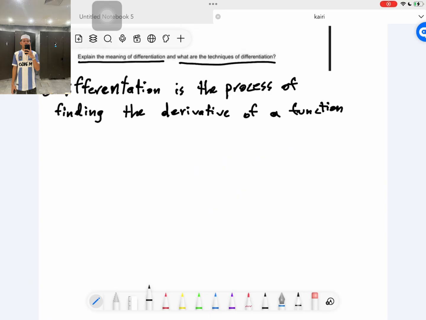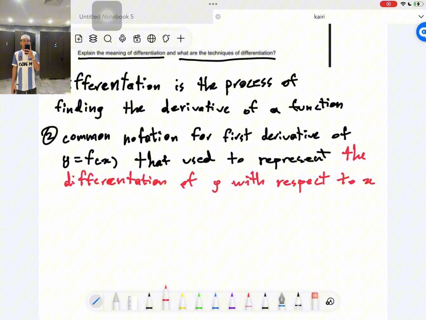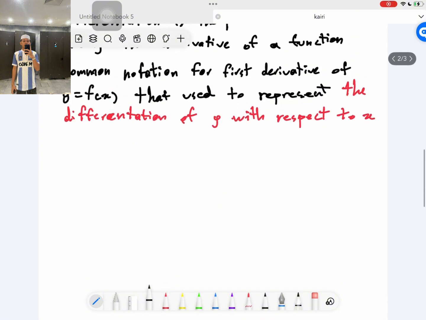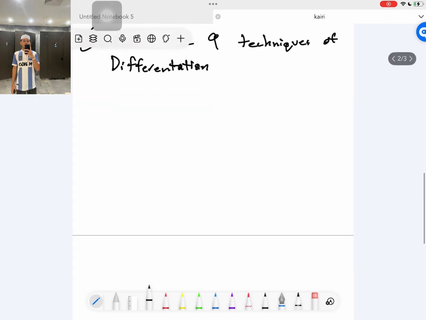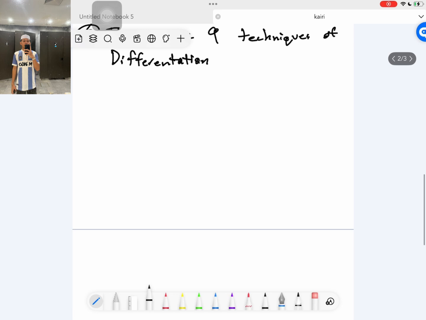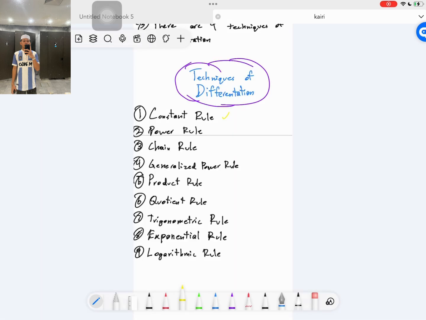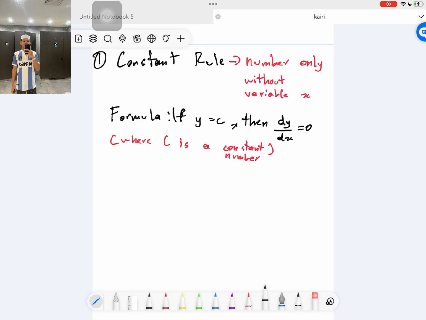Okay, for the first question: explain the meaning of differentiation and what are the techniques of differentiation. Differentiation is the process of finding the derivative of a function. Common notation for the first derivative of y equal to f(x) is used to represent the differentiation of y with respect to x. There are 9 techniques of differentiation. They are constant rule, power rule, chain rule, generalized power rule, product rule, quotient rule, trigonometric rule, exponential rule, and logarithmic rule.